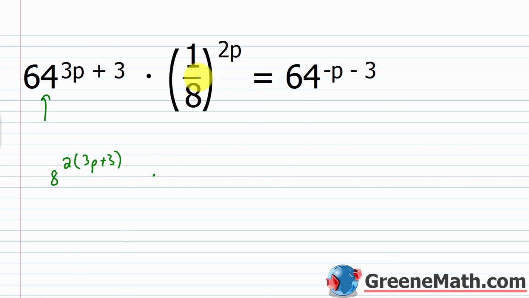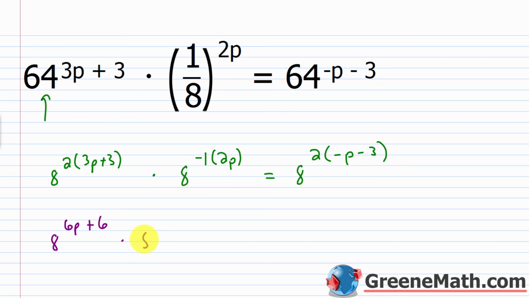Then times, for 1/8, I could really write that as 8 to the power of negative 1, and that's times 2p. And this equals, for 64, again, I could write that as 8 squared, and the 2 will be multiplied by the quantity negative p minus 3. So we'll have 8, and then 2 times 3p is 6p, plus 2 times 3 is 6, and then times 8 raised to the power of negative 1 times 2p is negative 2p, and this equals 8 raised to the power of 2 times negative p is negative 2p, and then 2 times negative 3 is negative 6, or minus 6.